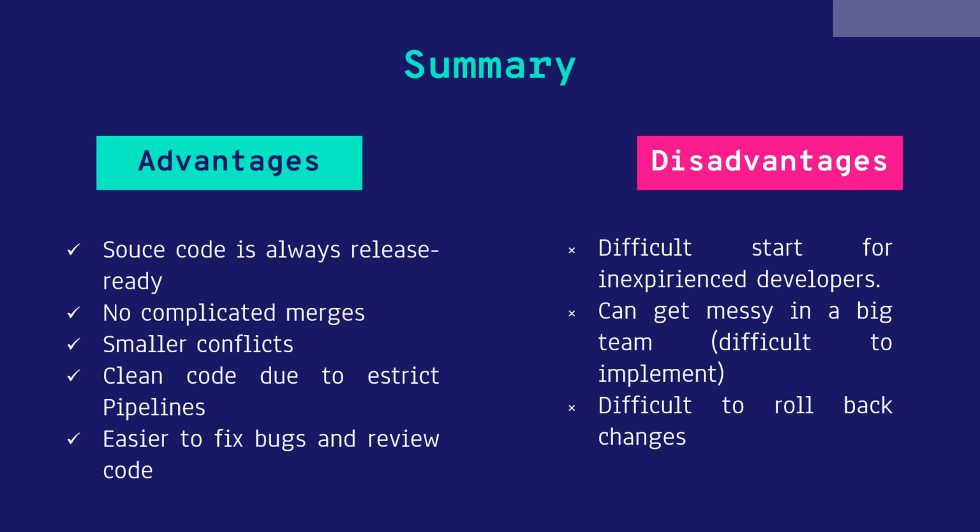Now, as a summary, let's talk about the advantages and disadvantages of using trunk-based development or TBD. The benefits of trunk-based development are that the source code is always release ready, or at least it should be always release ready. Otherwise, this workflow doesn't make much sense. Obviously, another benefit of it is that you don't really merge anything really big or complicated. You may have some feature branches here and there, but they are so short with small commits. Another one is smaller conflicts.